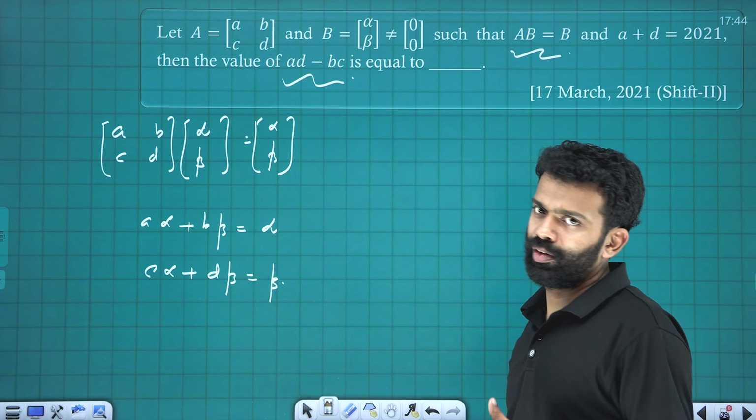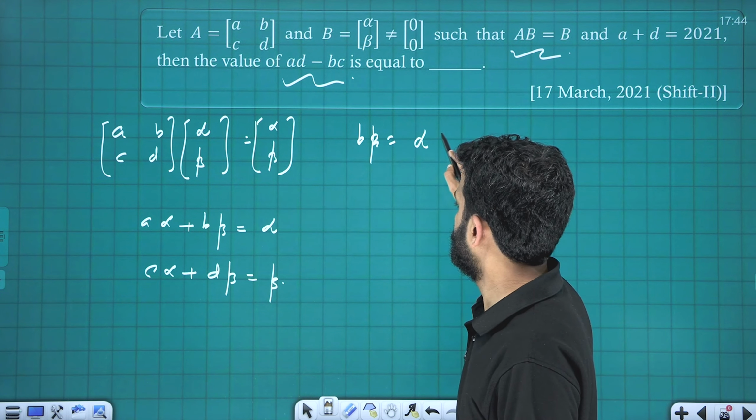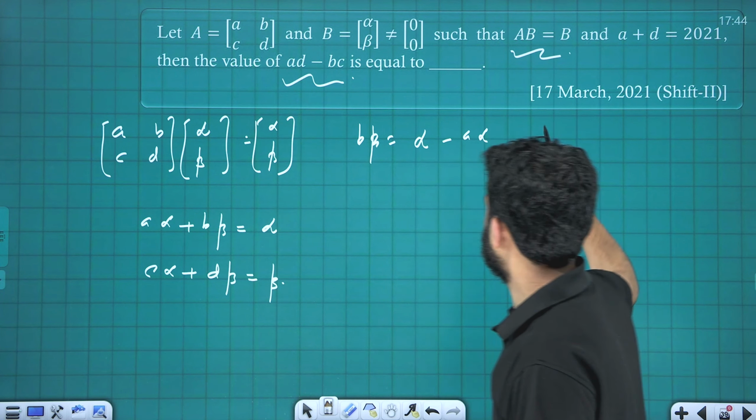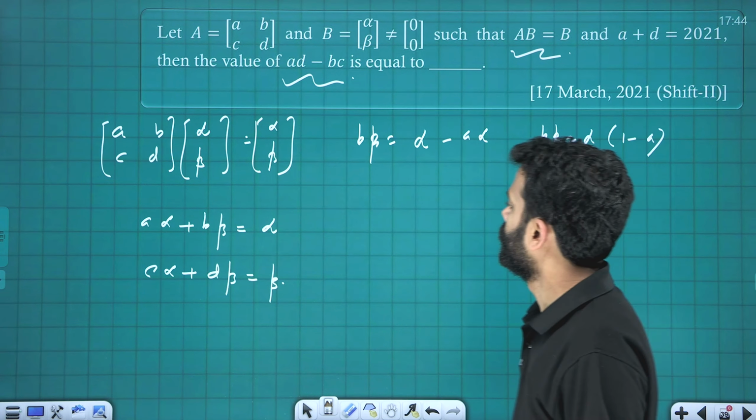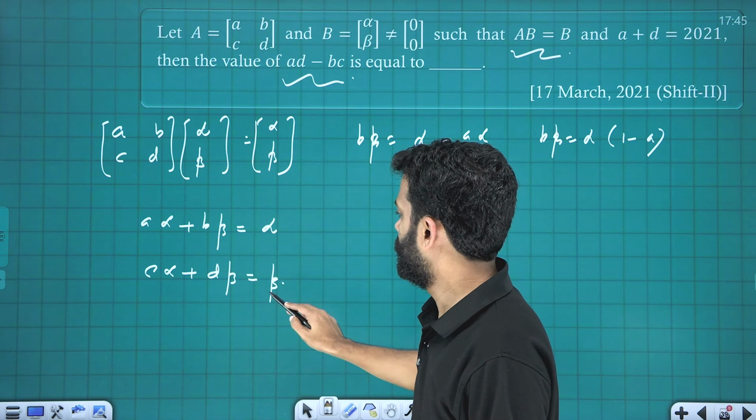We can rewrite it if you want. That is B beta is equal to alpha minus A alpha. That is B beta is equal to alpha into 1 minus A. And taking this beta here, it will be beta minus D beta is equal to C alpha. That is 1 minus D into beta is equal to C alpha.